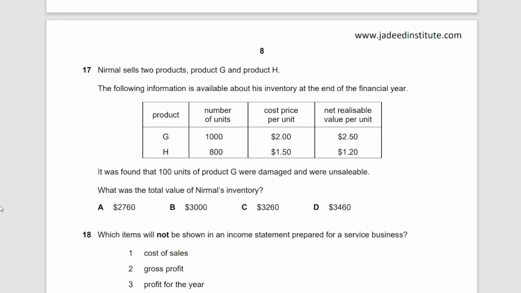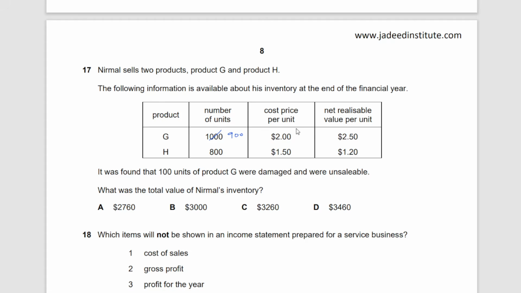It's not that tricky. Nirmal sells two products, product G and product H. The following information is provided about his inventory at the end of the financial year. Okay, we have 1,000 units of product G. NRV is higher than cost. We have 800 units of product H, and cost price is higher in this case than the NRV. It was found that 100 units of G were damaged and were unsaleable. Right? So, well, seems like this is waste, right? So we're not going to take 1,000. We're just going to take 900. They're unsaleable. They cannot be fixed, right? They're not telling us that it can be fixed for a certain price, then we can sell it. No, they're unsaleable. They're wasted.